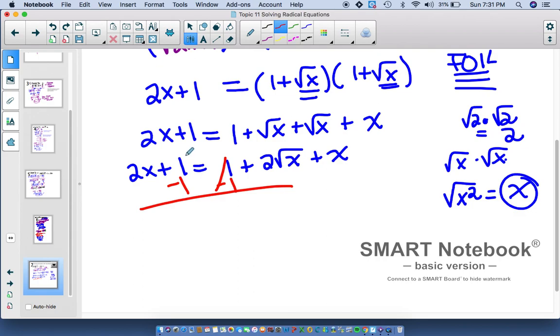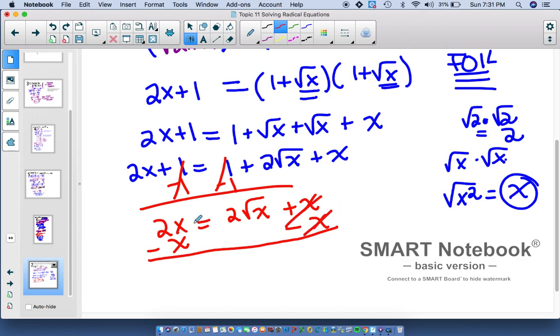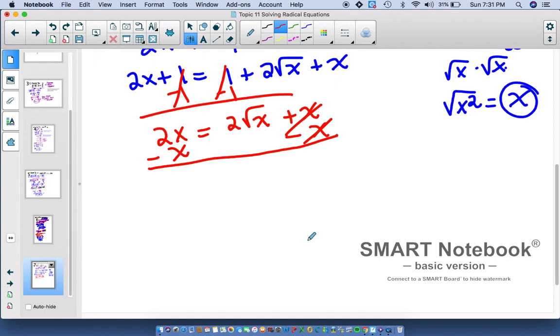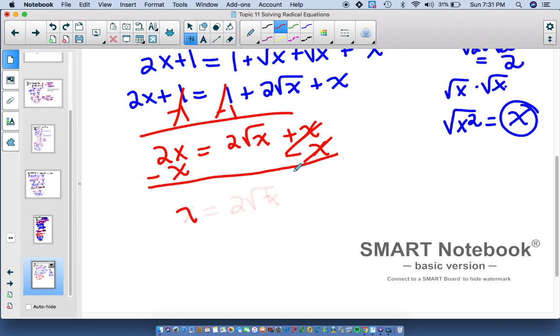Okay, and then actually these are going to cancel. So 2x equals 2 radical x plus x. Okay, let's subtract x from both sides. So 2x minus x is just x equals 2 radical x.